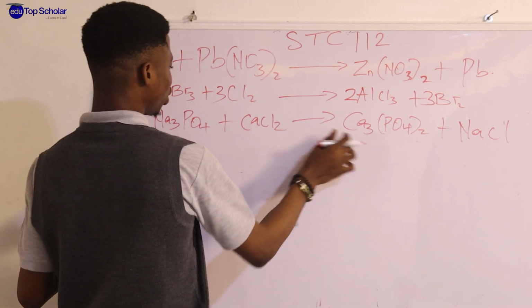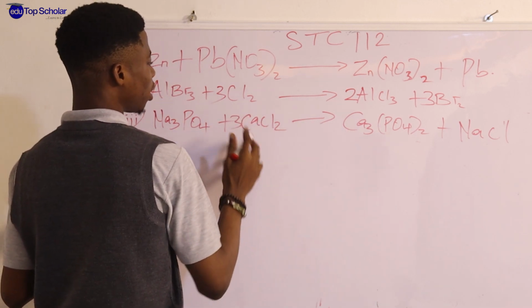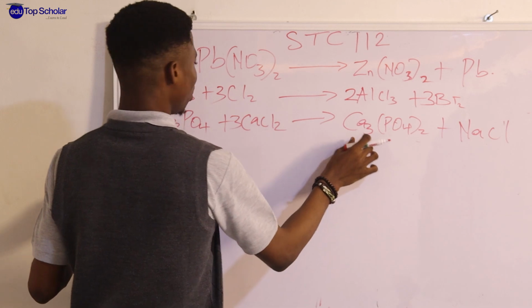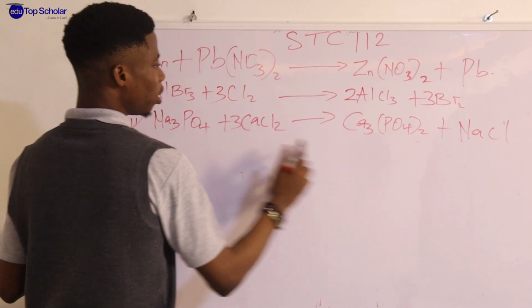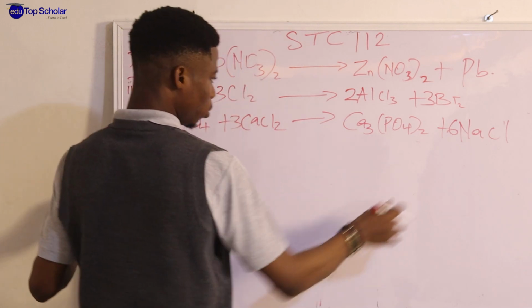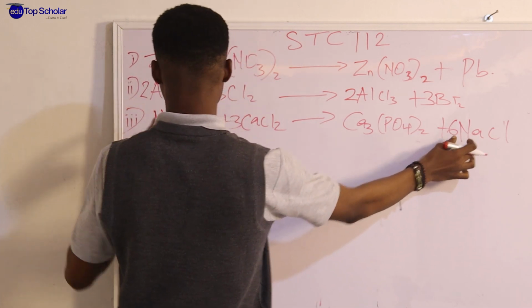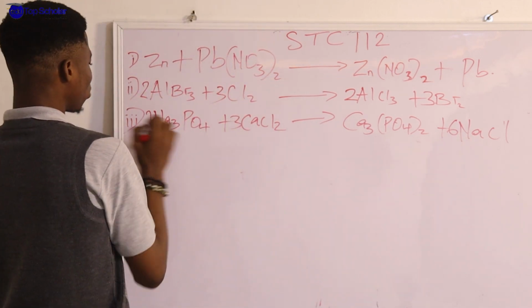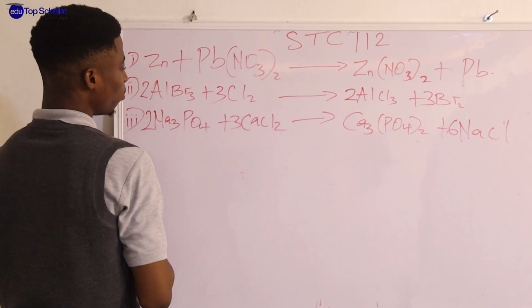So we have 3 calcium. Let's balance the calcium. We have 3 calcium here, 3 calcium here. So that's balanced. We have 6 chlorine. Chlorine is balanced. So we have 6 sodium. We have 3 sodium here, so we need to add 2. That's 6 sodium. So what else?